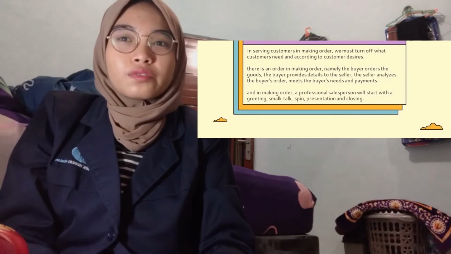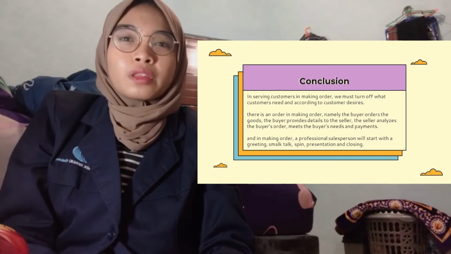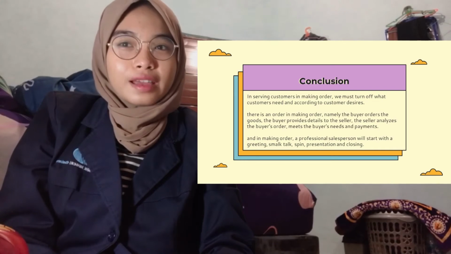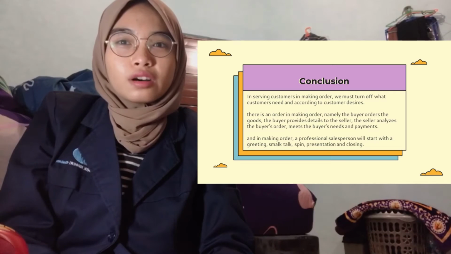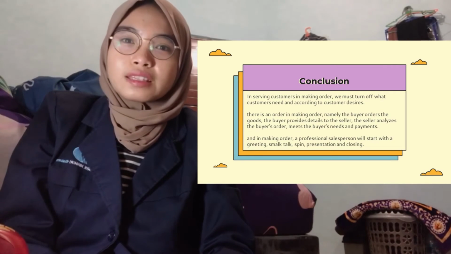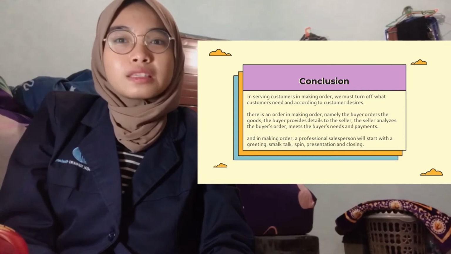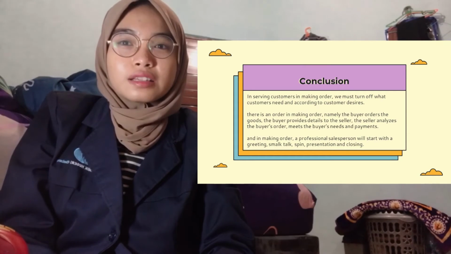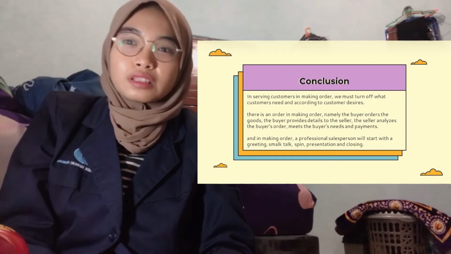The conclusion for this material is serving customers in making an order. You must find out what the customer needs, according to the customer's desires. There is an order in making an order, namely the buyer orders the goods, the buyer provides details to the seller, the seller analyzes the buyer's order, meets the buyer's needs, and payment. In making an order, a professional sales response will start with a greeting, mark, talk, spin, presentation, and closing.